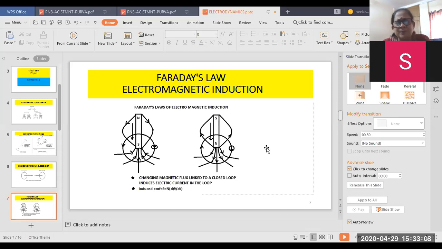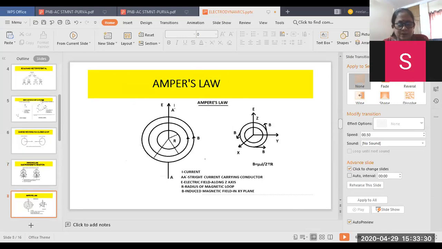That is why the induced EMF direction and magnitude depend upon the flux linkage and the movement of the magnet you are introducing in this electric loop. So this is the inference from the electromagnetic induction, Faraday's law slide. Okay, with this I am moving to the next slide.